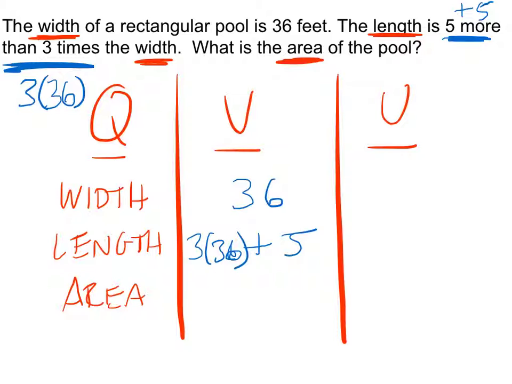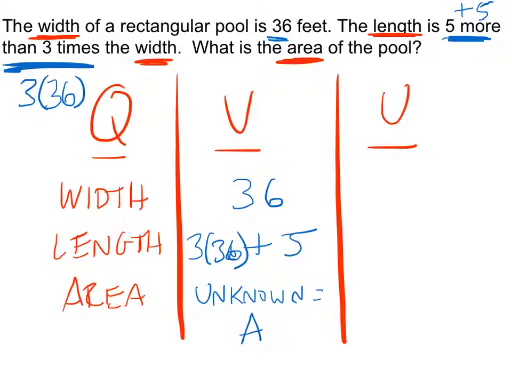Now the area, that's what our question is asking. It's saying what is the area of the pool? I don't know the area, so I'm going to say it's unknown. Usually when we have an unknown in a problem, you give it a variable. So I'm going to call it the variable A. The last thing is we want to find our units.